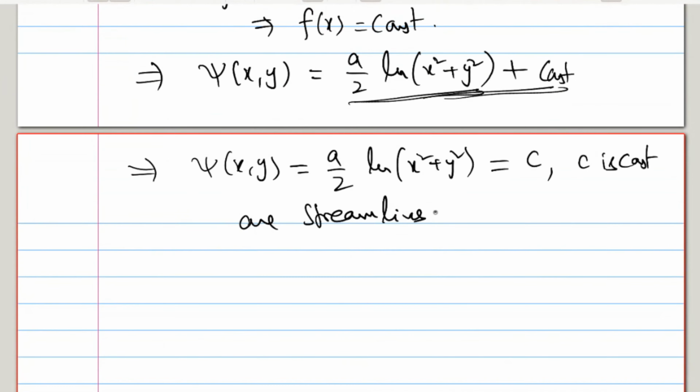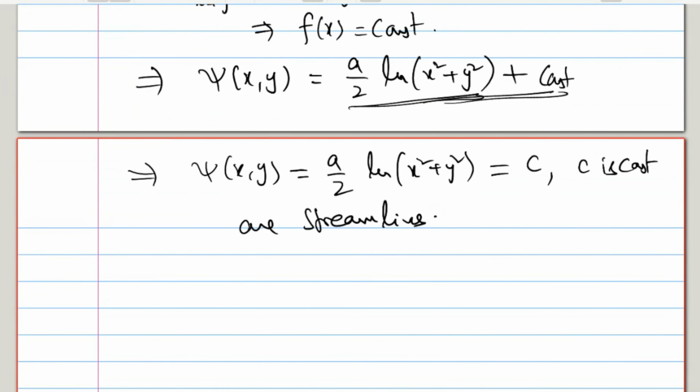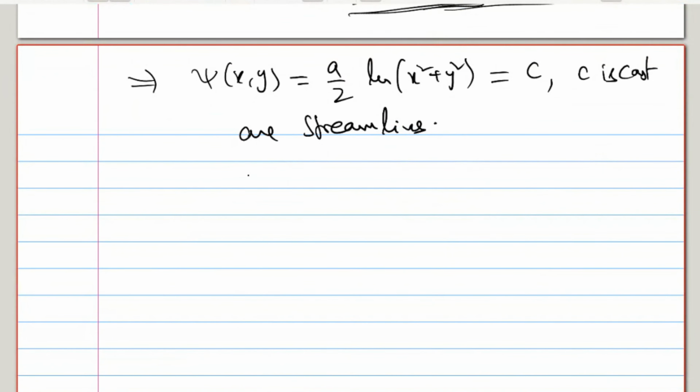What are the streamlines? So that means 2c by a, that is also constant. Ln of x square plus y square equal to constant. So that means x square plus y square equal to constant, right? These are streamlines. If you take everything constant, exponential of constant is also constant, right? So these are simply constant or streamlines.